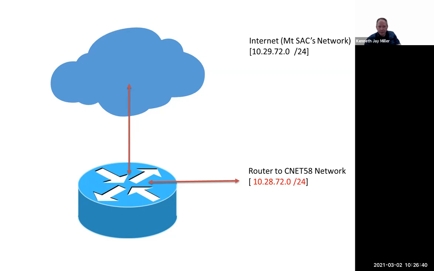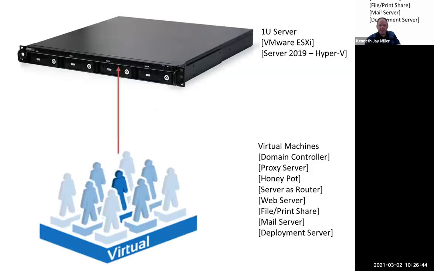All right. So our school network comes through our router into our classroom. So that's step one. Step two is our ESXi server, which is, this is a picture of our 1U server, which is in the stock room. And this is going to host our hypervisor, which for the first half of the class is going to be VMware ESXi, that's what's currently configured. Then after the midterm, we're going to switch it where we'll install Server 2019 and use Hyper-V on this server, okay? Now, some of the virtual machines inside of our server are going to be our domain controller, a proxy server, honeypot, our routers, our web servers, file and print share, our mail server, and our deployment servers. All right, so far so good?